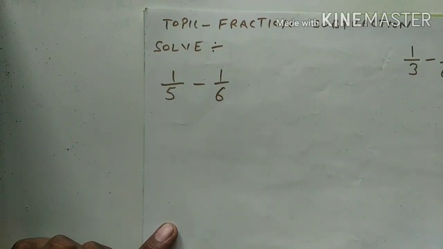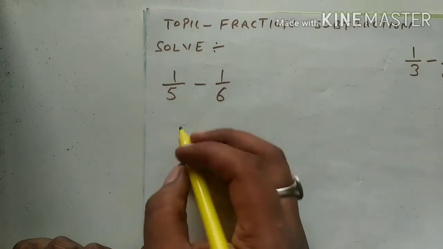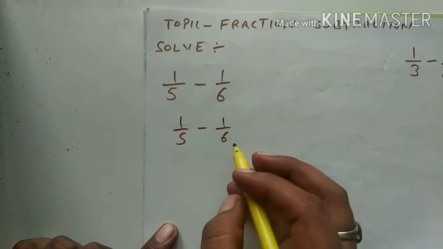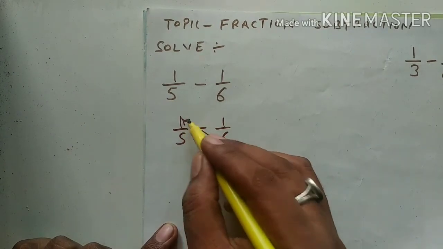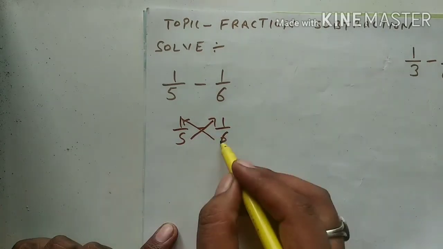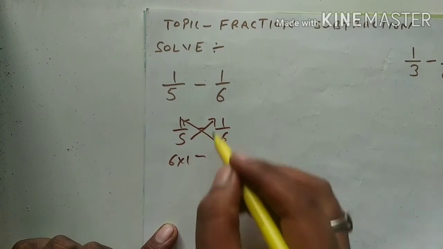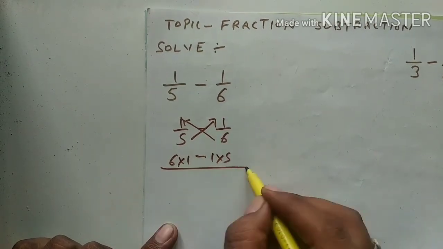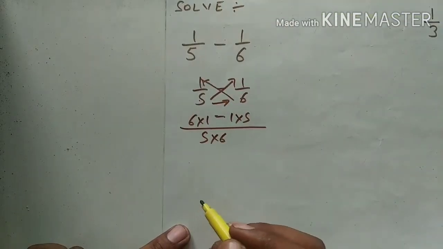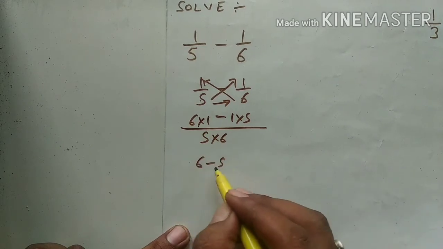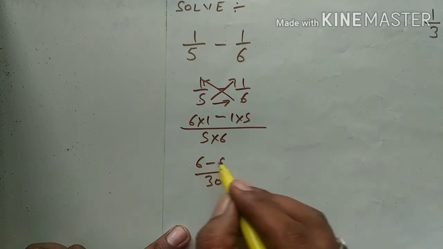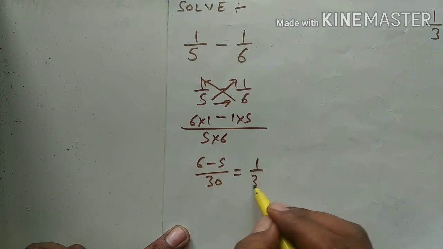So the first method is cross multiplication. I will write 1 by 5 minus 1 by 6 and now I am going to cross multiply. In case of two fractions we can do cross multiplication. 1 into 6 minus 1 into 5, and 5 multiply 6. This is the method I have explained in my earlier videos. 6 multiply 1 is 6 and 1 multiply 5 is 5, over 30. Now 6 minus 5 is 1, therefore the answer is 1 by 30.